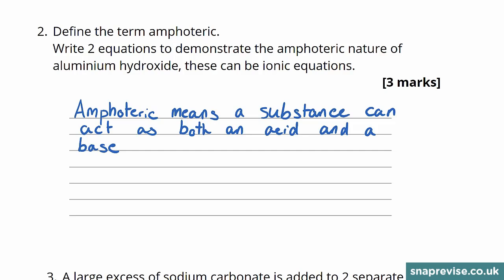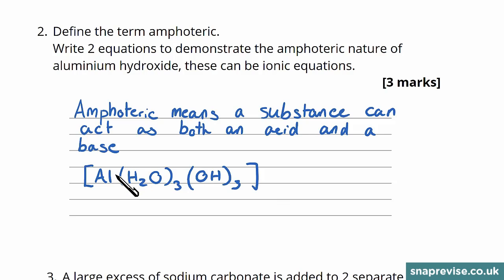And then as far as aluminium hydroxide goes, we know that this can be shown as a complex ion with 3 water ligands around it and 3 OH minus ligands around it, and this means it has no overall charge.